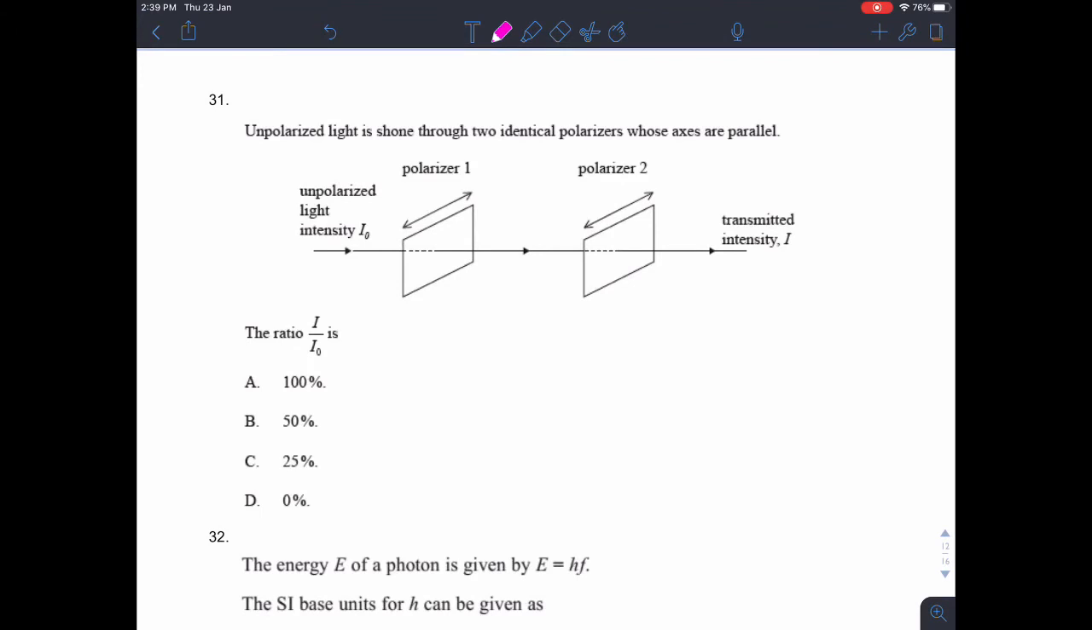This is part 4 of 4, going through a 40-question IB higher level physics multiple choice paper.